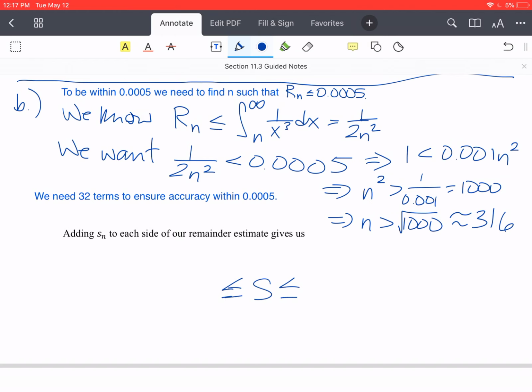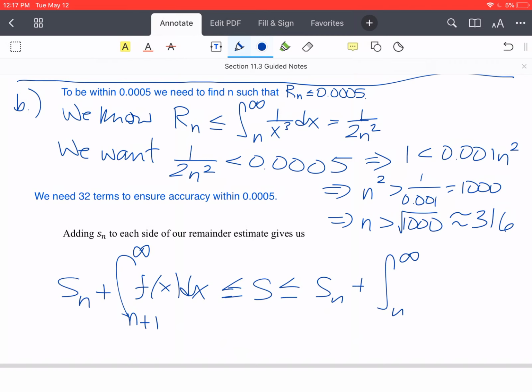Right? Because if we take the partial sum plus the remainder, that is the whole thing. That's the entire sum s. So this is going to give us s is between s sub n plus this lower integral, n plus 1 to infinity of f of x dx, and s is less than or equal to s sub n plus the integral from n to infinity of f of x dx.